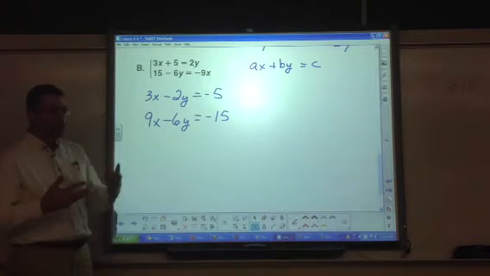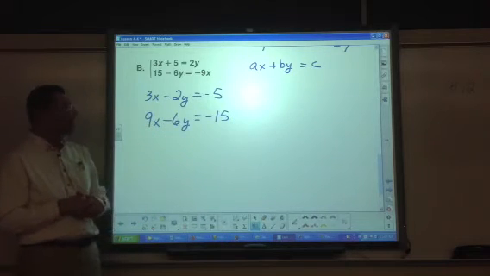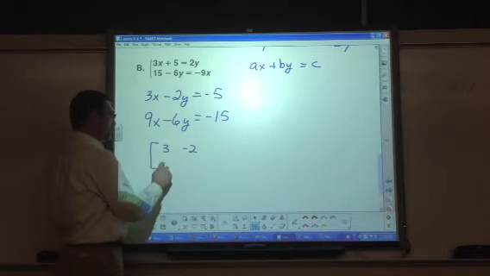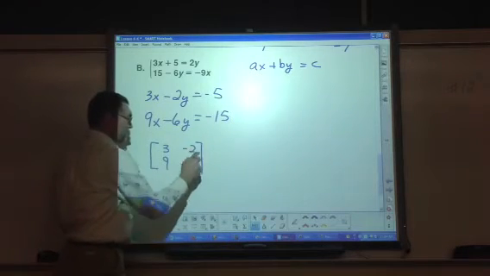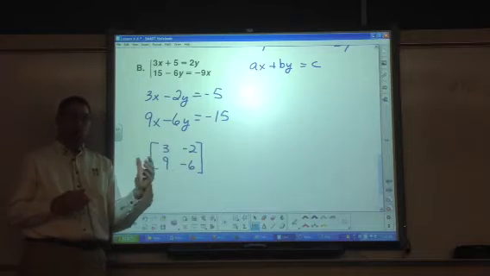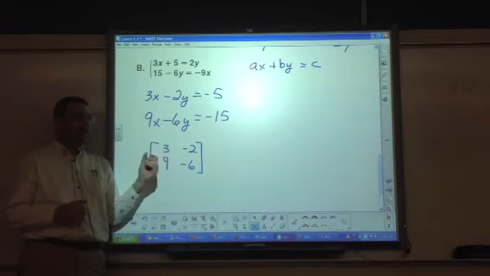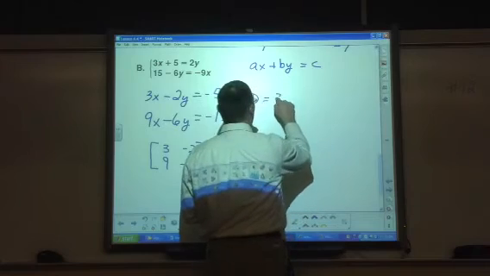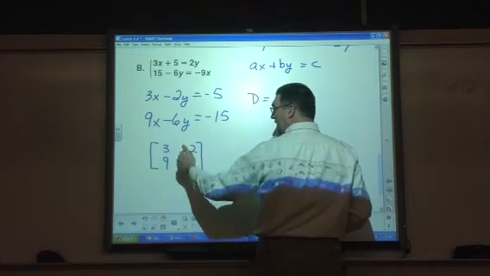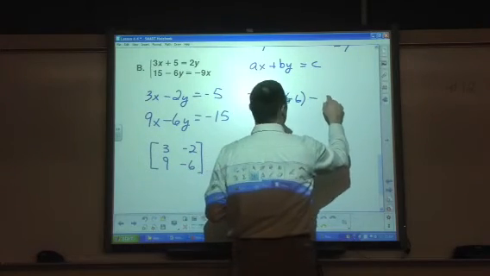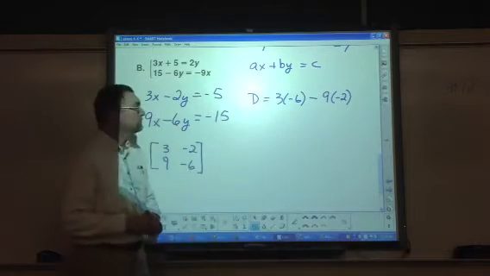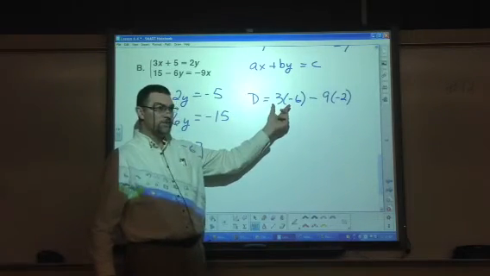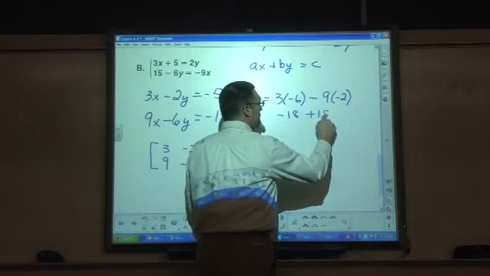So let's go ahead and do it so that you can at least get in the practice of putting stuff together. So my coefficient matrix, 3, negative 2, 9, negative 6. And I'm going to use the coefficient matrix to find the determinant. So D equals 3 times negative 6. Okay, we're going diagonally from right to left down. Minus 9 times negative 2. So we get negative 18 plus 18 equals 0.